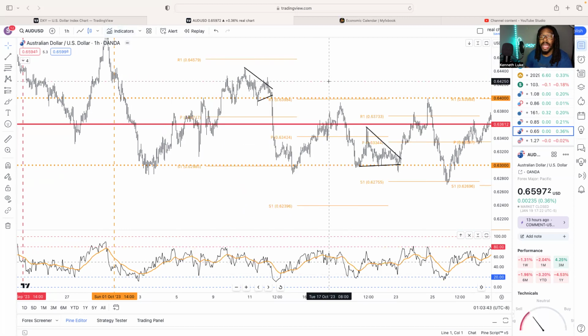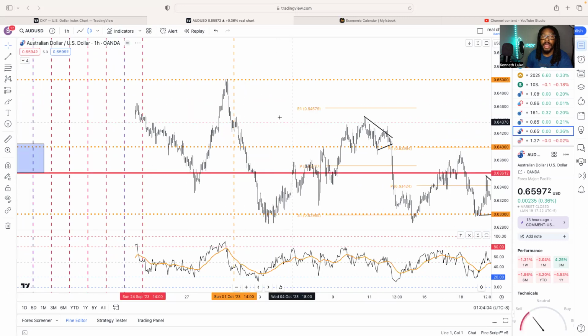More than likely, guys, this is the secret sauce to the pivot point and to support and resistance. When you see price going past a certain pivot point without hitting that pivot point, it's more than likely to continue in that direction.